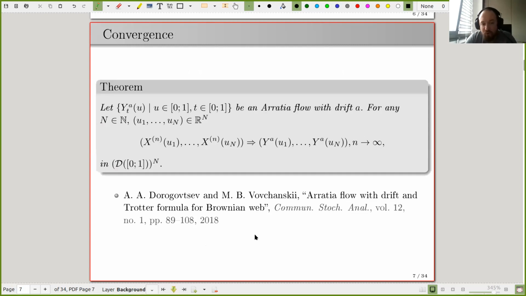It was shown in the paper of Dorogovtsev and Vovchanskii that if we consider the Arratia flow with drift, we have convergence in the sense of finite dimensional distributions in the product space of Skorokhod spaces. I think it doesn't matter which topology is considered, the product one or the topology on the product of the spaces.